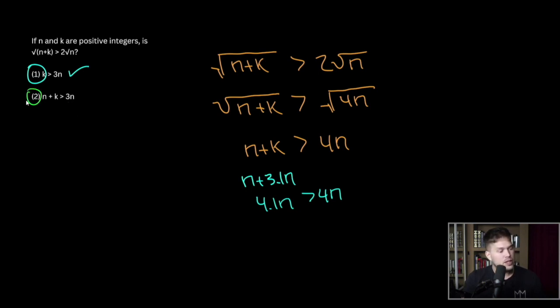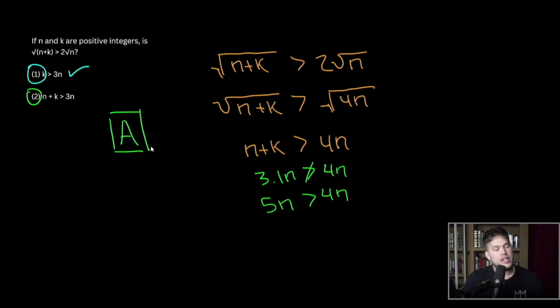What about statement 2? Statement 2 says n plus k is greater than 3n. If n plus k is greater than 3n, then I could have something again like 3.1n, and this is not greater than 4n. I could also have something like 5n, and this would be greater than 4n. So statement 2 is inconclusive. Therefore, my answer is going to be A. Statement 1 alone is sufficient to answer this question.